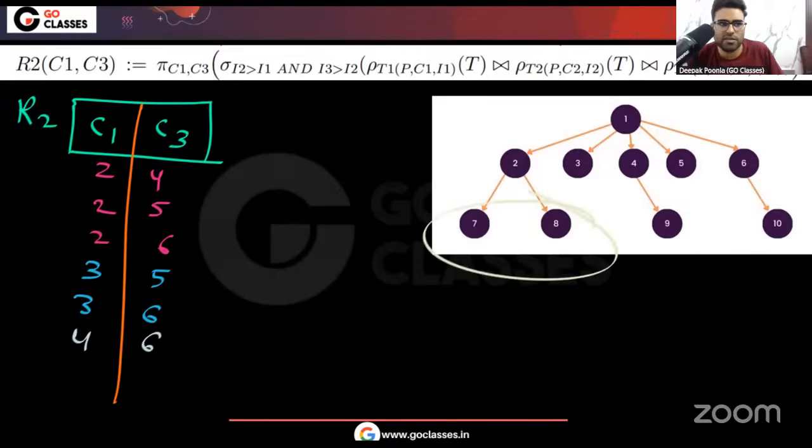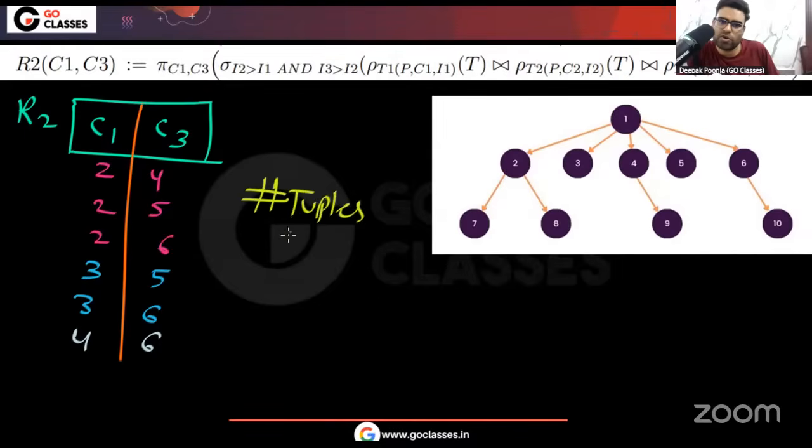You can see they are consecutive siblings. This does not have any sibling. This does not have any sibling. Yes or no? That's it. So this is your R2. So what is the number of tuples in R2? That is basically total 6. 6 tuples in R2. Is this clear?